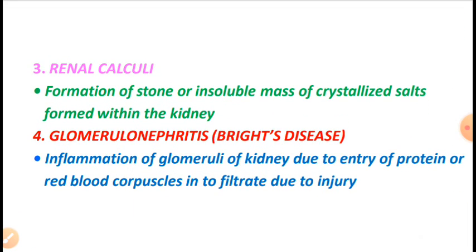One more disorder, renal calculi. Generally a stone or insoluble mass of crystallized salt. Oxalates and some other substances form within the kidney, and it is known as renal calculi. Generally what we understand is a stone or insoluble mass of crystallized salt, mostly oxalates or some other substances, formed within the kidney, and this abnormal condition or disorder is known as renal calculi.